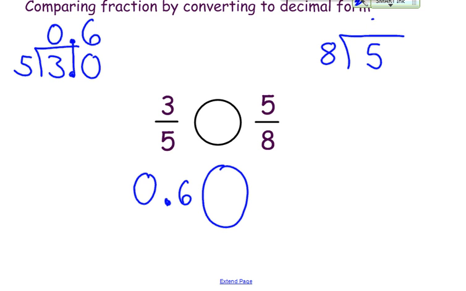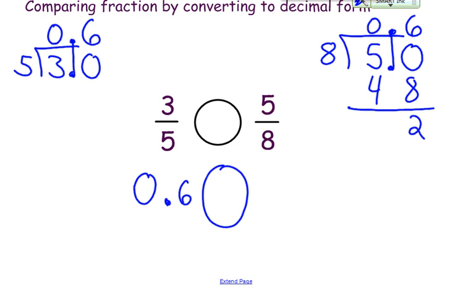8 goes into 5 0 times. Put our decimal down, put it straight up so we don't get lost, add our 0. 8 goes into 50 6 times. So at the moment we are very close. Of course, 6 times 8 is 48, and we have 2 left over. And so we're going to add another 0, and we're going to bring that 0 down, and 8 goes into 22 times, which is going to give us an answer of 16.